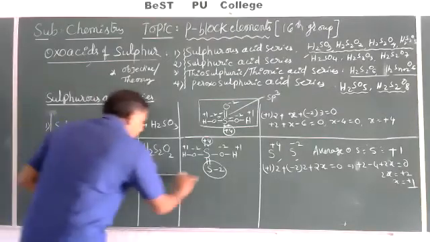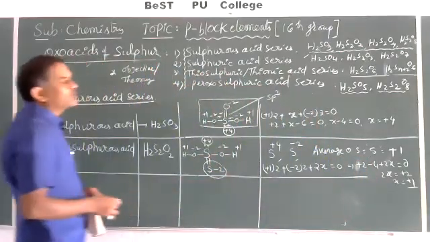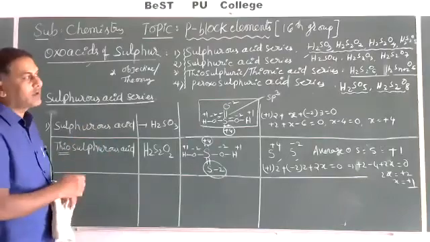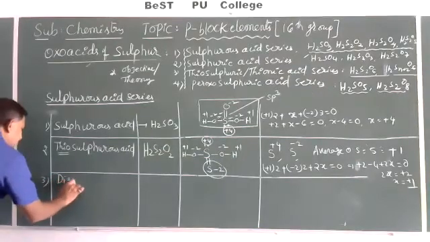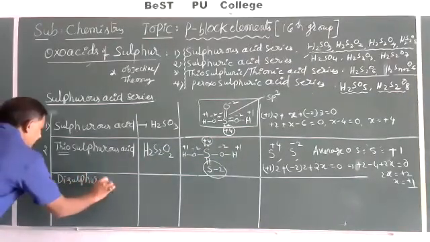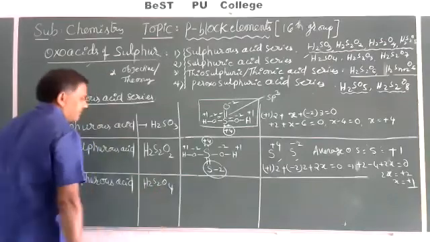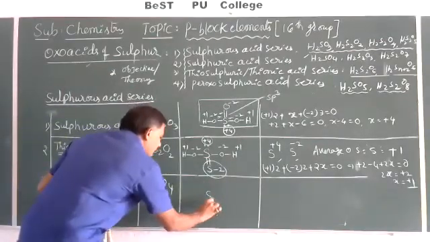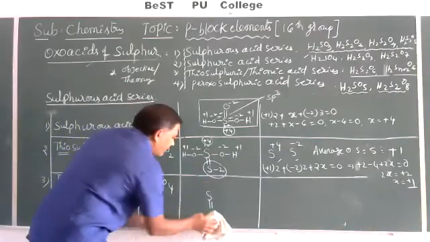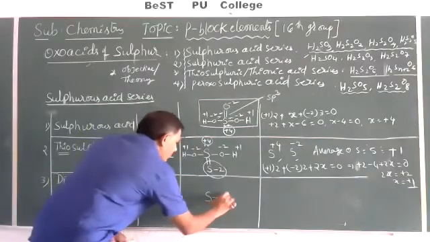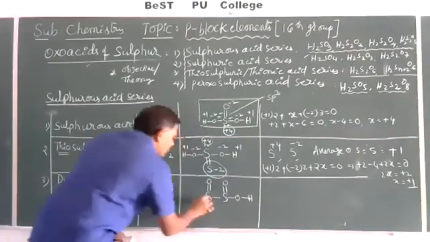Then the third important one in the sulfurous acid series is H2S2O4, where 4 oxygen atoms are there. The third one is disulfurous acid. That is H2S2O4. Now here 2 sulfur atoms are there, and here there is one double bond. Here S bond S, here double bond O, and here OH, and here OH.